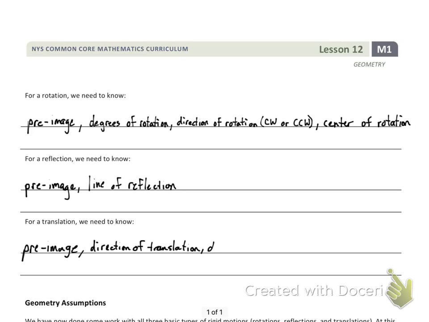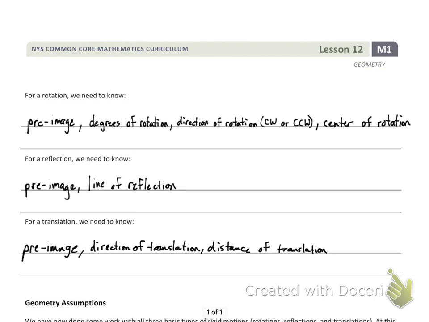And we need to know the distance of translation. Direction and distance. We combine these two together, direction and distance, into what we call a translation vector.